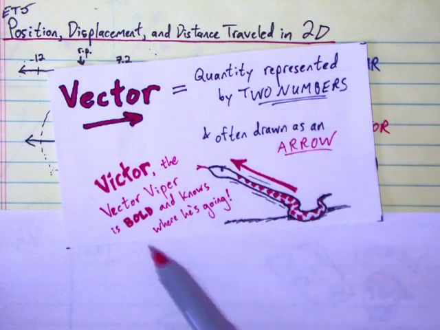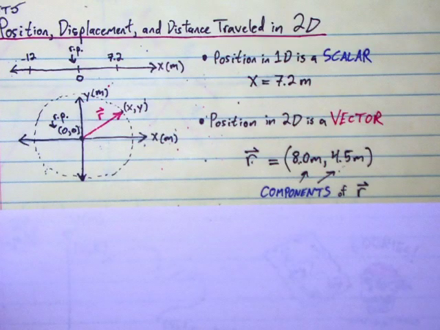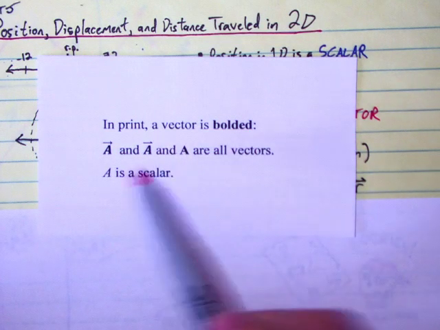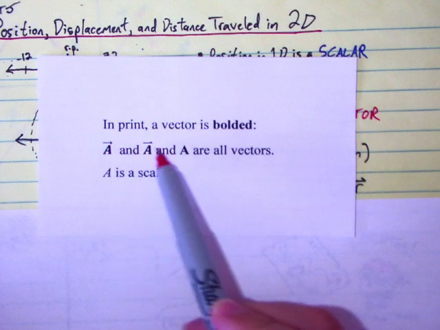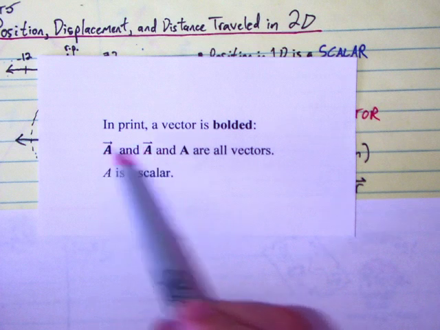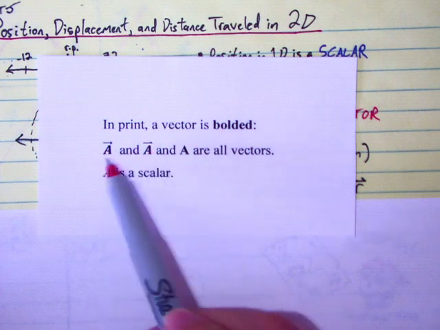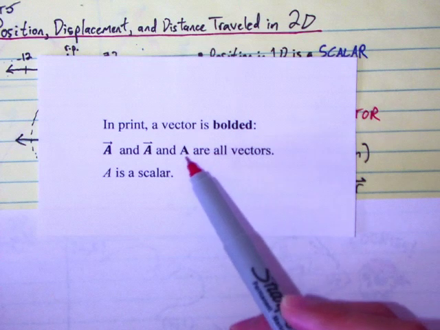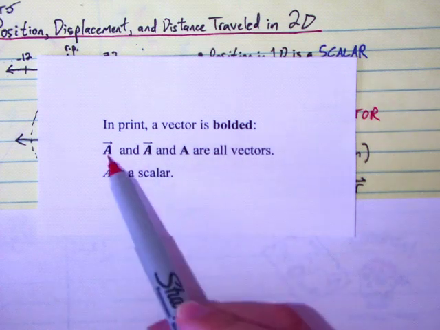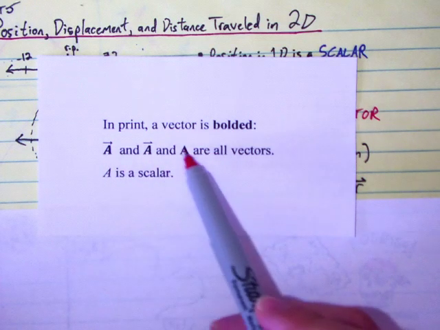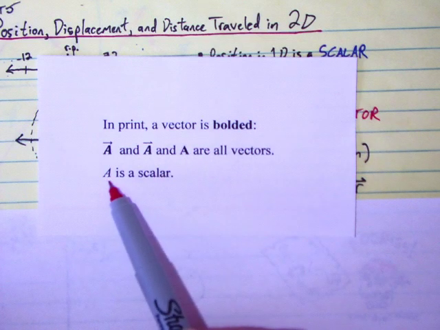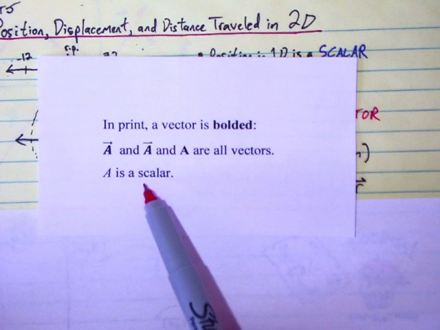And I say vector here is bold because when you see in print a quantity that has a little arrow over it or a harpoon over it, that is a way of indicating notation-wise a vector. Or even without an arrow or a harpoon, a quantity that's just bolded is a vector. So any of these in print would represent vectors. It's bolded, so you know it's a vector. If it's not bolded, like this A, that would be a variable representing a scalar.